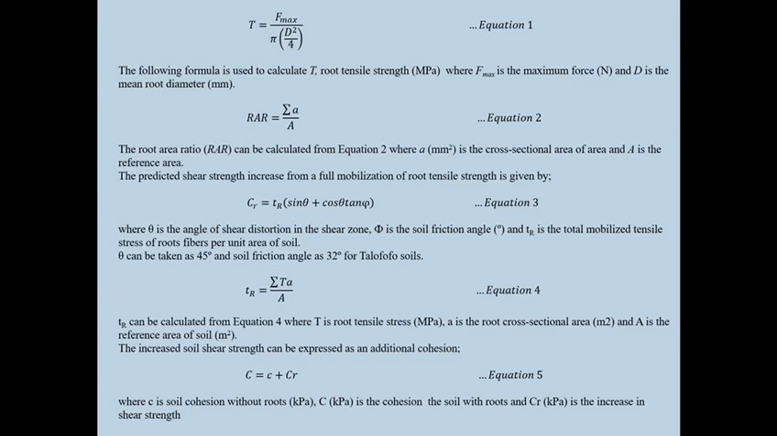And finally, the increased soil shear strength can be expressed as an additional cohesion as per equation 5, where C prime is soil cohesion without roots in kPa, capital C in kPa is the cohesion of soil with roots, and CR in kPa is the increase in shear strength.